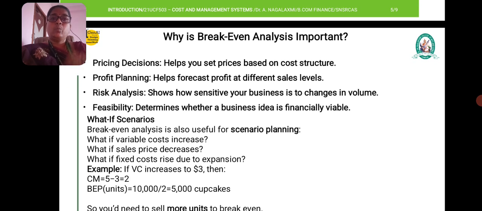Now we are going to see why the break-even analysis is important. So it is important for pricing decisions, profit planning, risk analysis, feasibility. For price decisions, it helps to set the price based on cost structure. Profit planning helps forecast profit at different sales levels. Risk analysis shows how sensitive your business is to change in volume. And feasibility determines whether a business idea is financially viable.